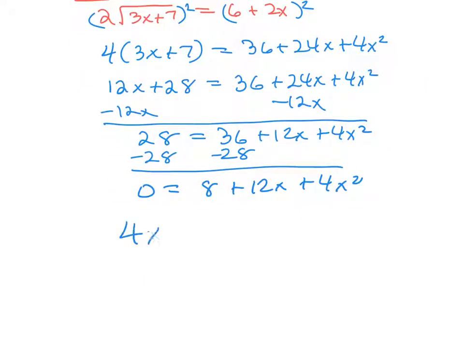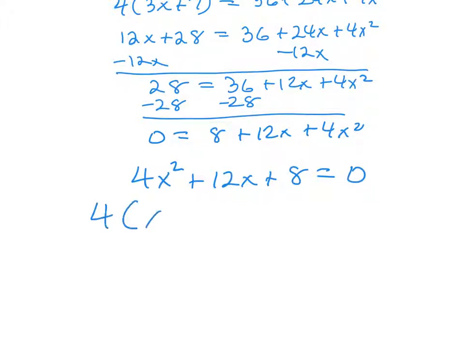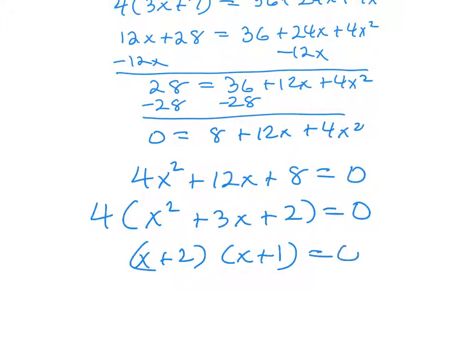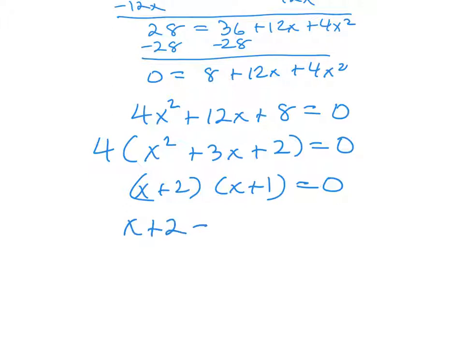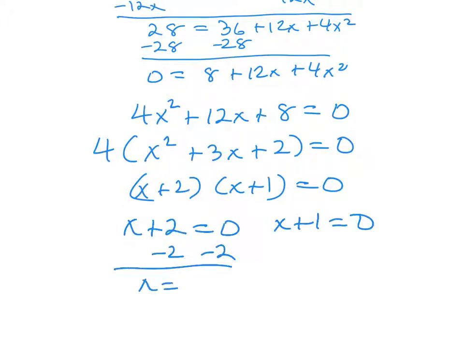I'm going to rearrange it so I have the polynomial in standard form on the left. I now can also factor out a greatest common factor of 4. And I'm left with x squared plus 3x plus 2. I can factor the trinomial into x plus 2 and x plus 1. Set each of the factors equal to 0. Subtract 2. x equals negative 2. And x equals negative 1.